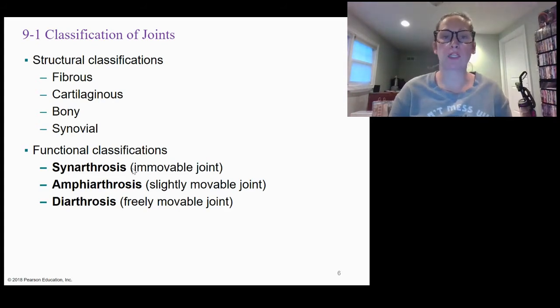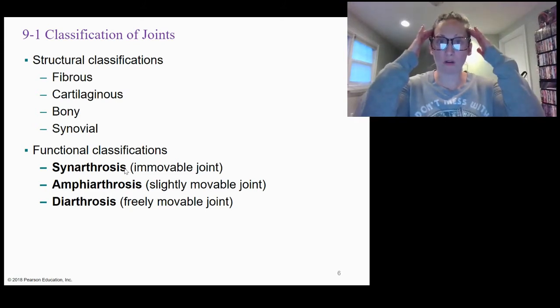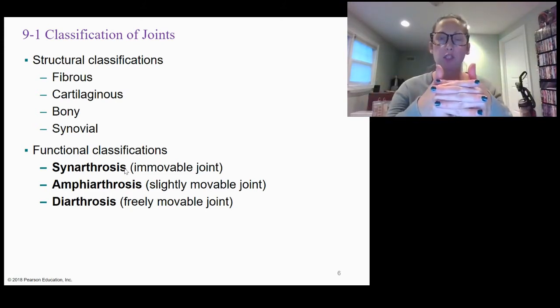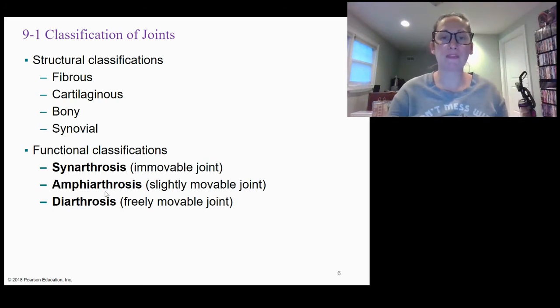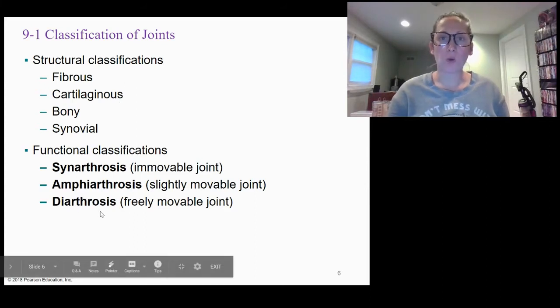So an immovable joint is referred to as a synarthrosis. So that would be like the sutures in our skull. They are articulations between bones, but they don't move and they have no movement. The second category is amphiarthrosis or an amphiarthrotic. That's a slightly movable joint. So these tend to be cartilaginous joints like our pubic symphysis or our intervertebral discs between our vertebrae in our backs. Lastly, you have diarthroses or diarthrotic joints, and those are the freely movable.